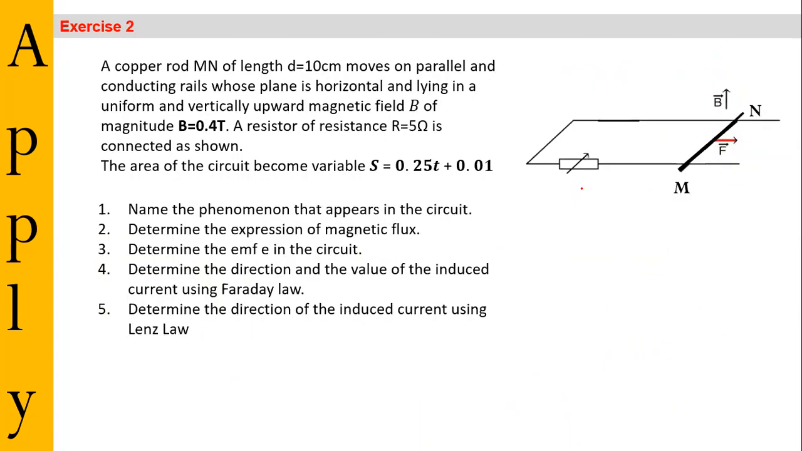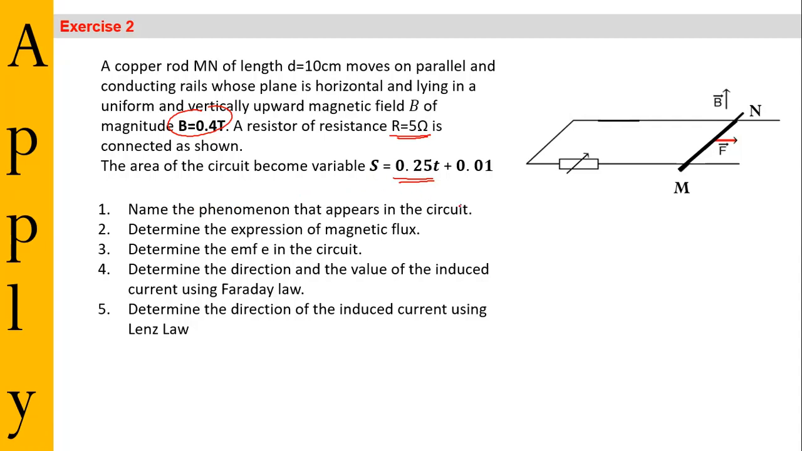Now, exercise number 2. A copper rod of length D equal to 10 centimeters moves on parallel conductor rails whose plane is horizontal, lying in a uniform magnetic field B, which is upward. This is the value, and we have the resistance R equal to 5 ohms. The area is given by S. If you notice here, the area is variable.